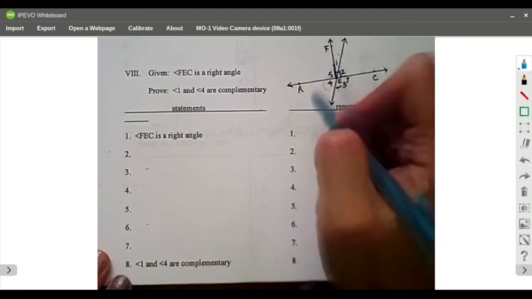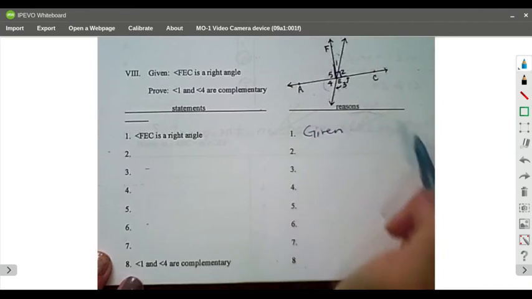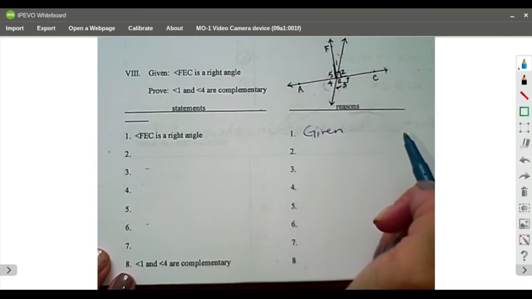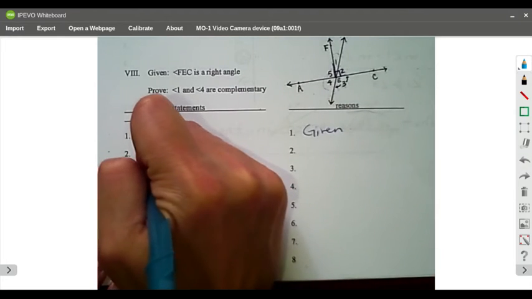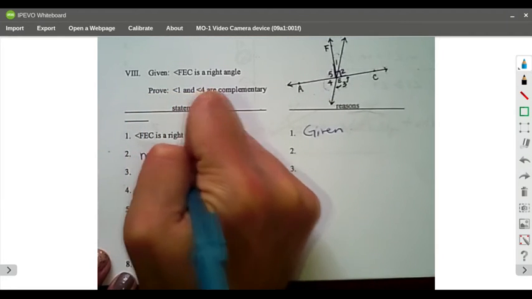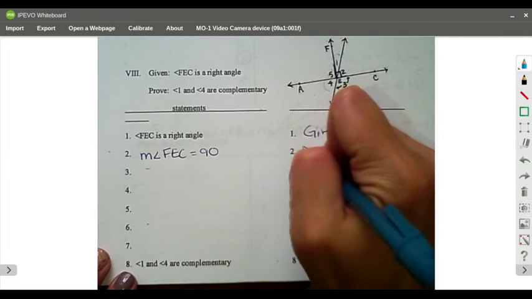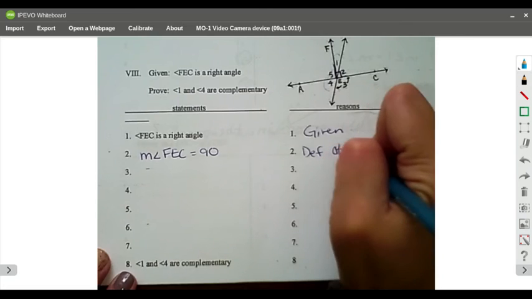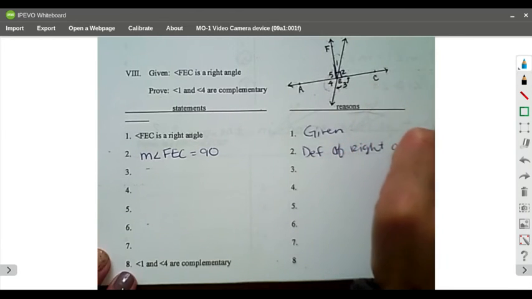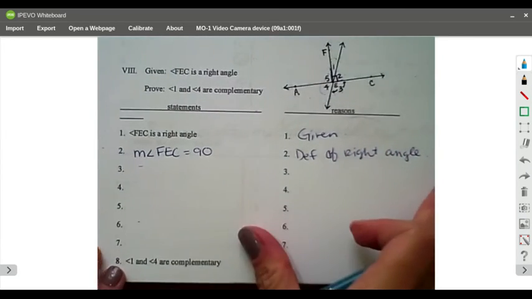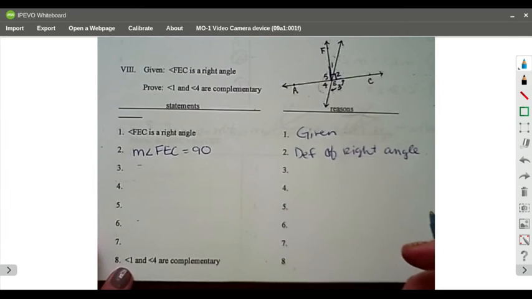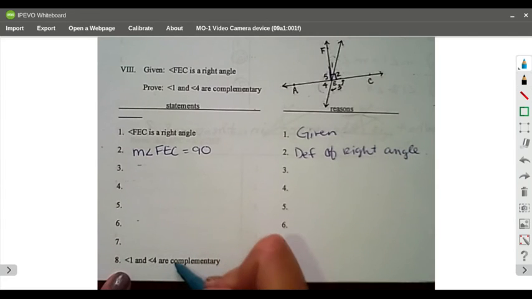Like, for example, well, we know this is given. We already did that. Since FEC is a right angle, what can we say about FEC? Well, what is a right angle? It's an angle whose measure is 90 degrees, right? So we can say measure of angle FEC equals 90. I know that for sure, right? And why do we know that's true? Because we know the definition of a right angle. Okay.